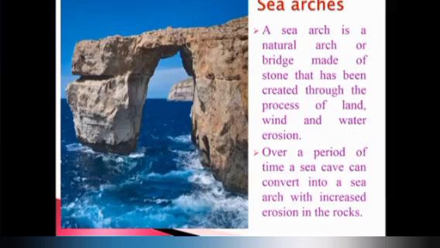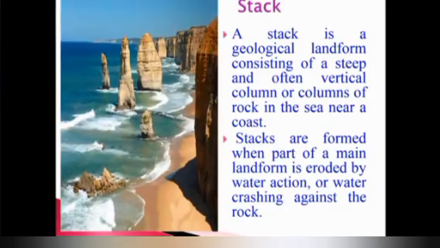Students, here we can see the picture of sea arch. So what is meant by sea arch? A sea arch is a natural arch or bridge made of stone that has been created through the process of land, wind and water erosion. So over a period of time, a sea cave can convert into a sea arch with increased erosion in the rocks.